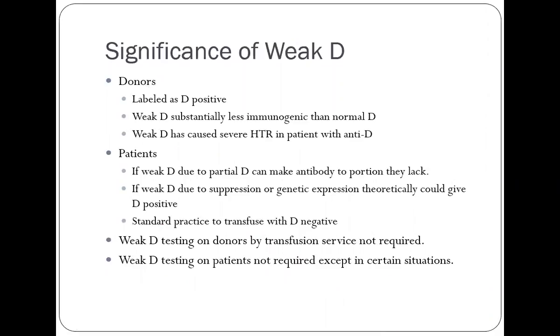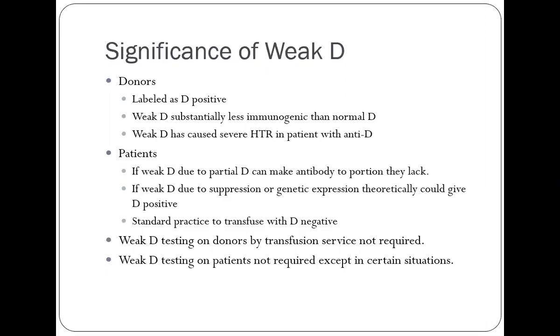And here's what I was talking about, the significance of weak Ds. So for donors, if you're a weak D person, we're still going to label your unit as D positive, and that again is because if we were to label it as D negative and give it to a recipient who is truly D negative, they could have severe hemolytic transfusion reactions and develop an anti-D. So we're always going to label donors as D positive.